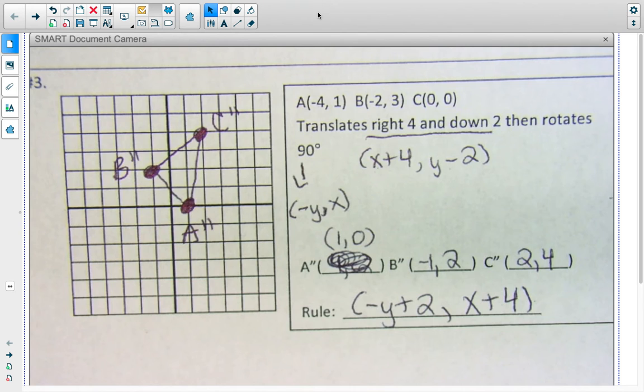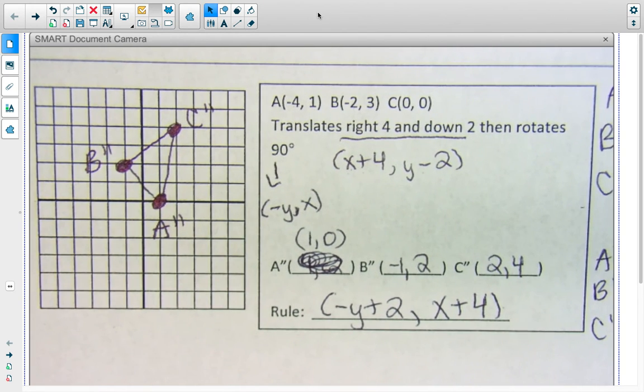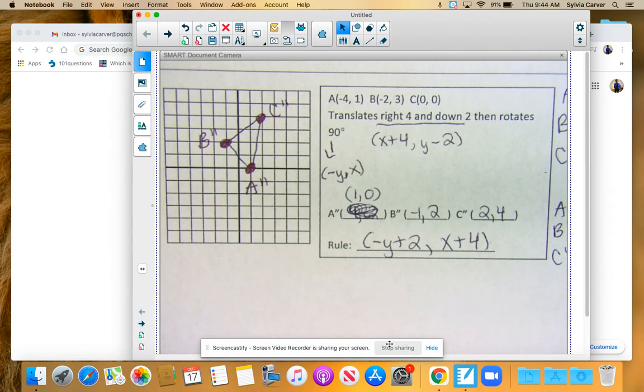So today the take home point is that yes, you can do your transformations and find your image in 2 separate steps, or you can combine it all together through composition like we did with these 3 examples right here. Now you're all ready to go try your assignment.